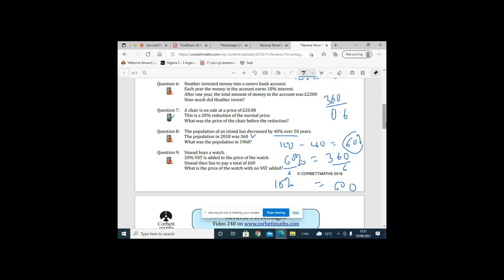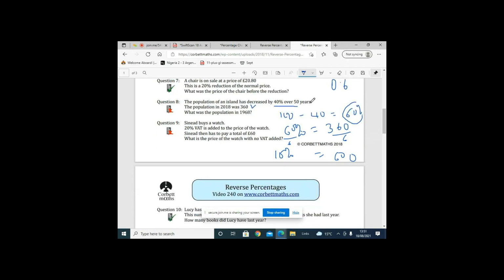So let's try this one more. I know you didn't read it. So it was 600 before, so it now decreased to what? Because it says it decreased and it was less in 2018. That was the population before, right?